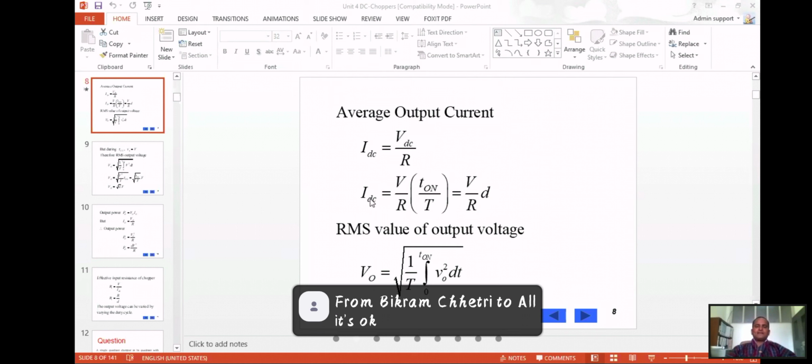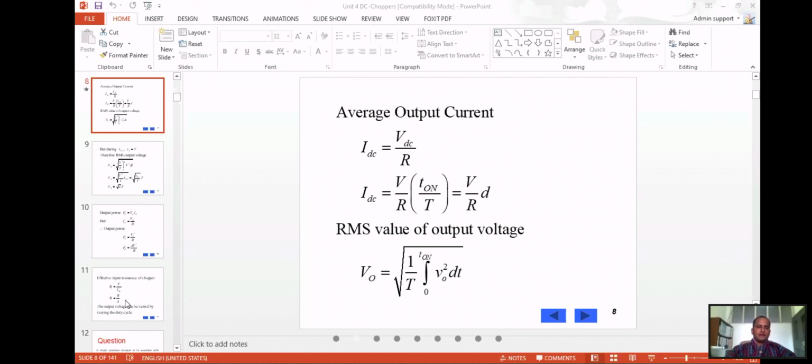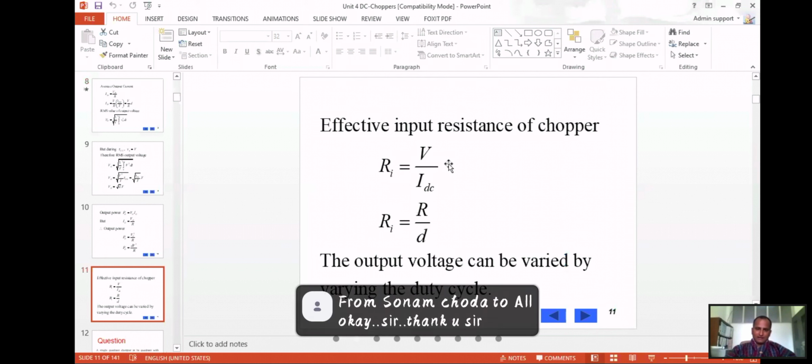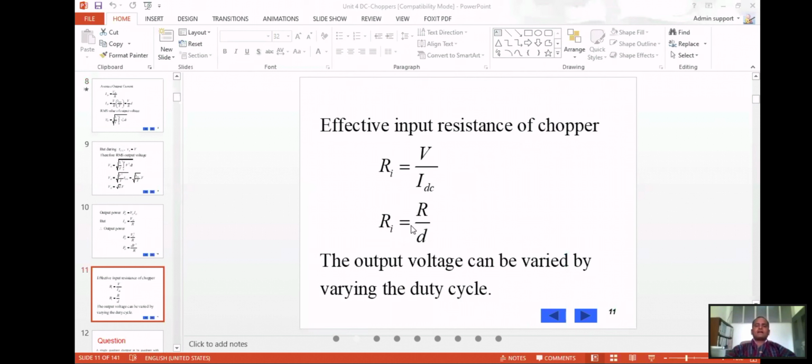If you replace IDC with V by R into D in this one, and simplify this, you will get R by D. So replace IDC with V by R into D, then you will get this: RI will be equal to R by D. So output voltage can be varied by varying the duty cycle.